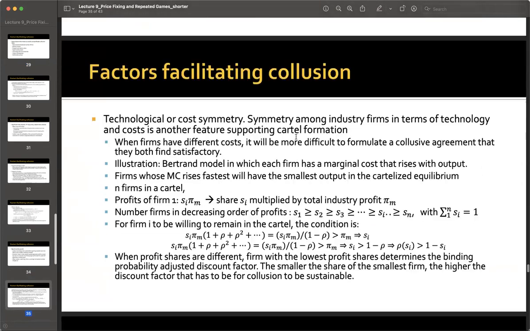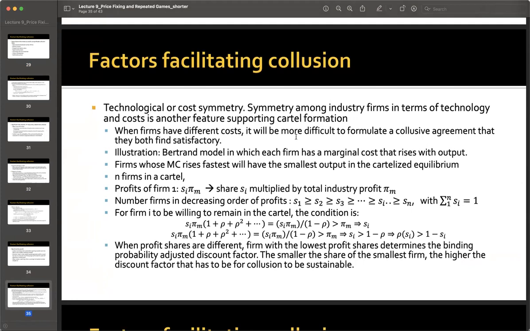Next, technological or cost symmetry. Symmetry among industry firms in terms of technology and cost is another feature supporting cartel formation. When firms have different costs, it will be more difficult to formulate a collusive agreement that both find satisfactory. In the Bertrand model, in which each firm has a marginal cost that rises with output, firms whose MC rises fastest will have the smallest output in the cartelized equilibrium of n firms in the cartel.